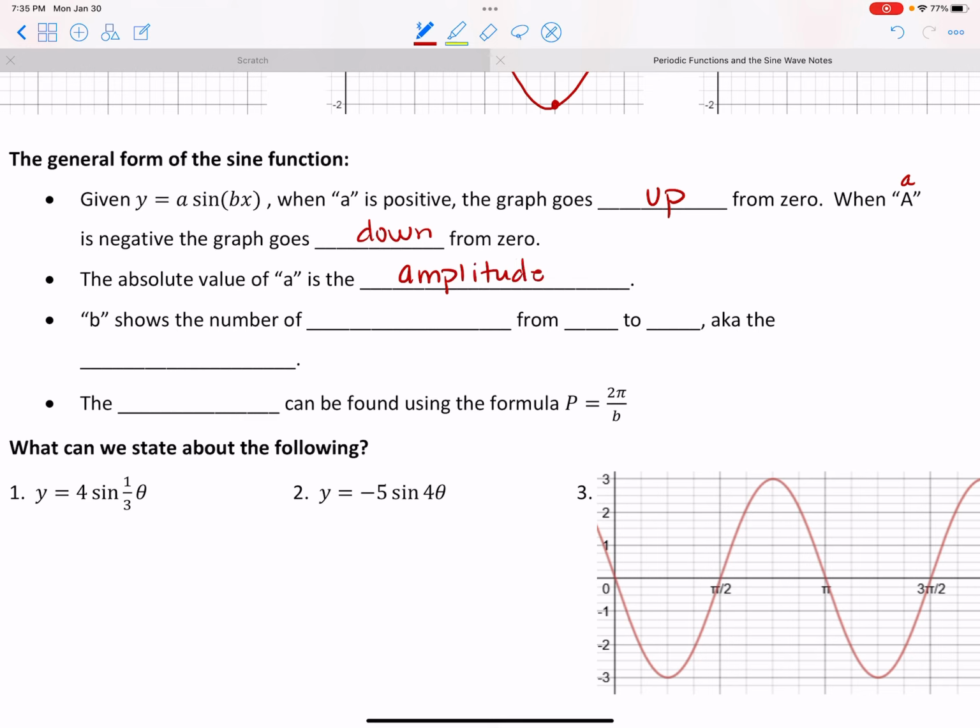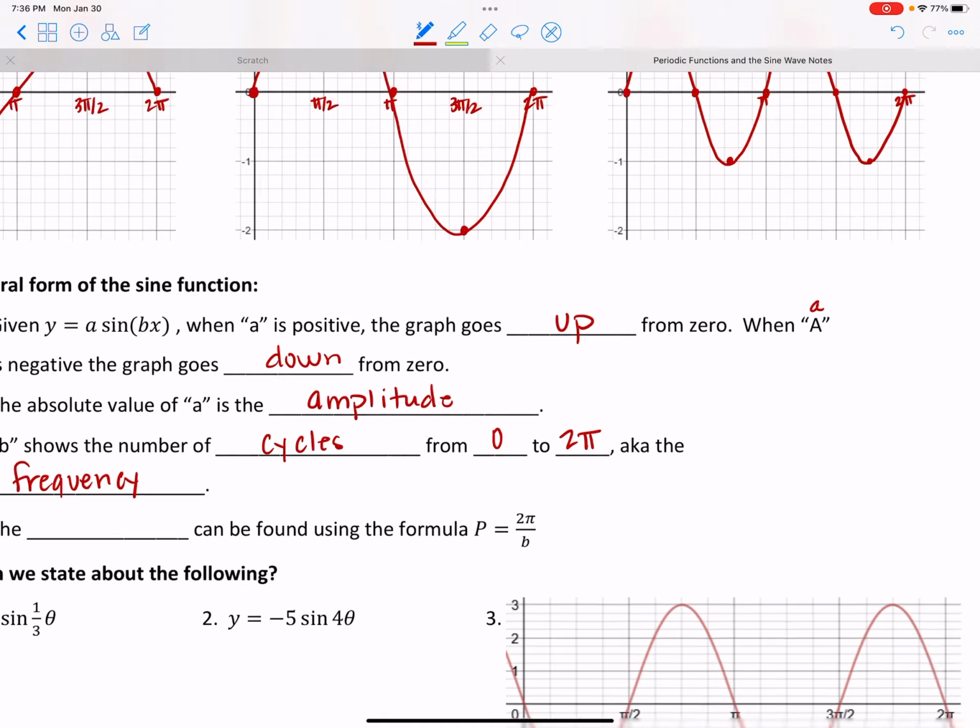It's sitting right there. And then b is going to show us the number of cycles that are happening from 0 to 2 pi. And the number of cycles, remember, we're calling that the frequency. So b is directly affecting that frequency. And then another question we're often asked is, what is the period? So how long does it take for one complete cycle to happen?